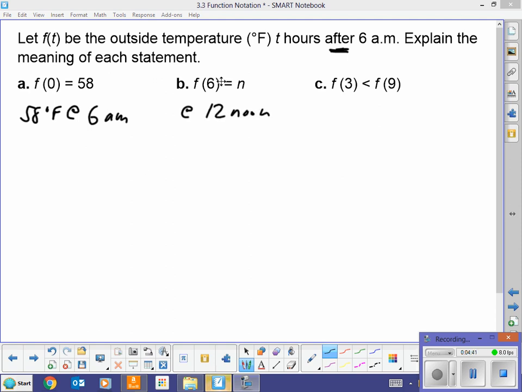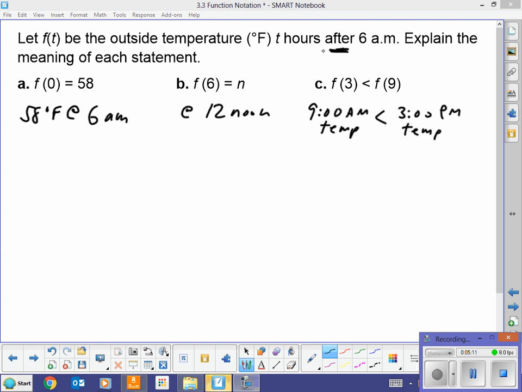The temperature is n degrees. And f of 3 is less than f of 9. Well, again, this is 3 hours after 6 a.m., so this would be the 9 o'clock temperature, is less than 9 hours after 6 a.m., which would be what? 3 p.m. This, I'm going to put a.m. here. Would be the 3 p.m. temperature.